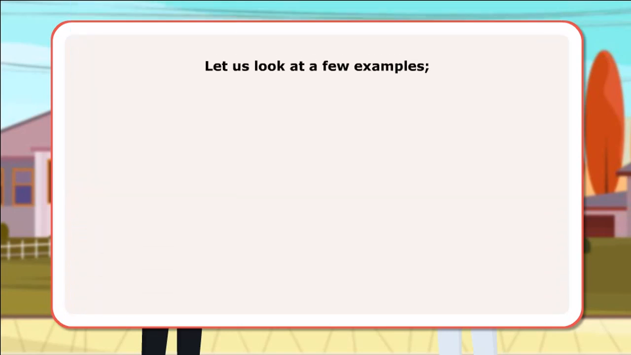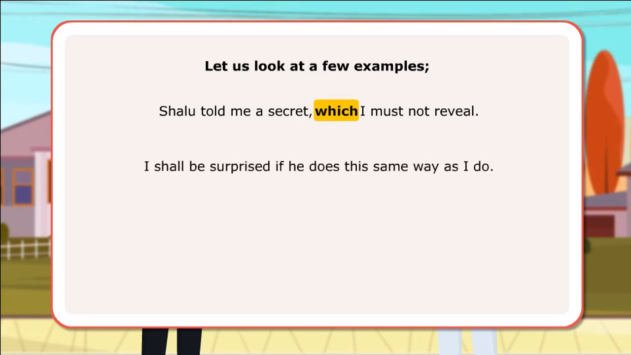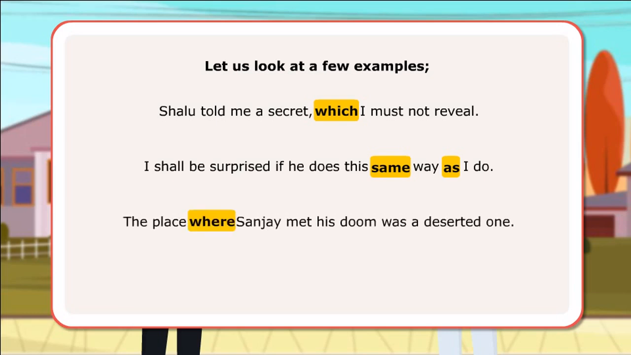Let us look at a few example sentences. Shalu told me a secret which I must not reveal. Here which is equal to but this. I shall be surprised if he does this the same way as I do. Relative clause introduced by as after same. The place where Sanjay met his doom was a deserted one. Relative clause introduced by where, as these words have the meaning at which.